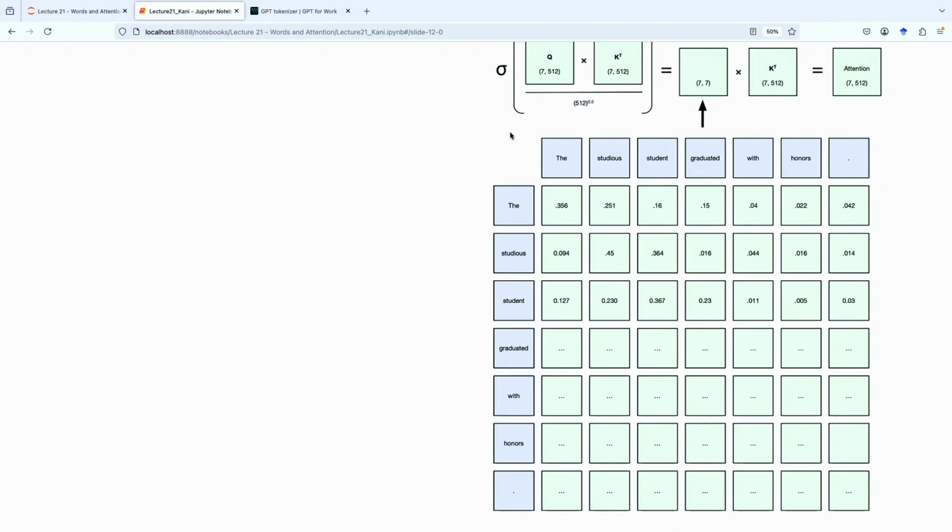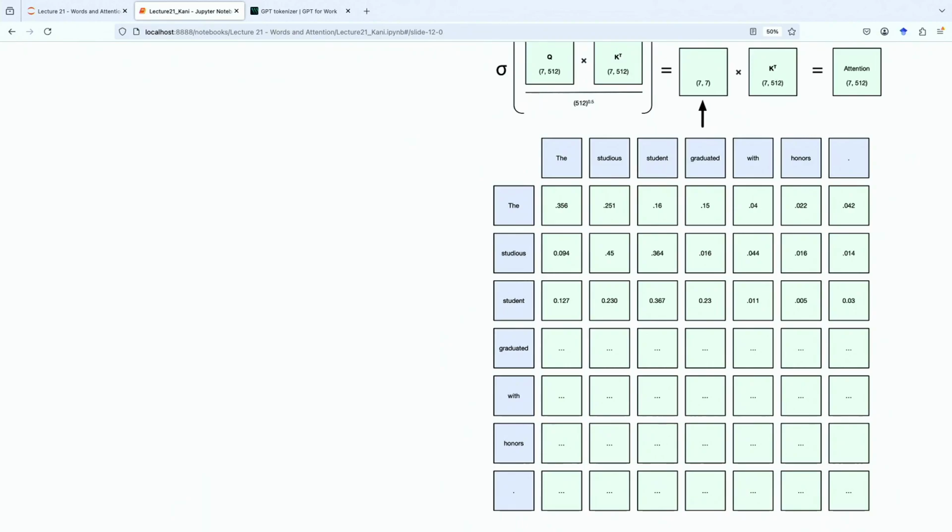But we could take the multiplication of this, and then we'll pass it through a softmax, where the softmax makes each row total equal to 1. Okay? So once you pass each row through the softmax, you get a series of values which say, for example, that "the" is related to "studious" and "student" more than it's related to "with." Okay? You get basically an attention matrix.